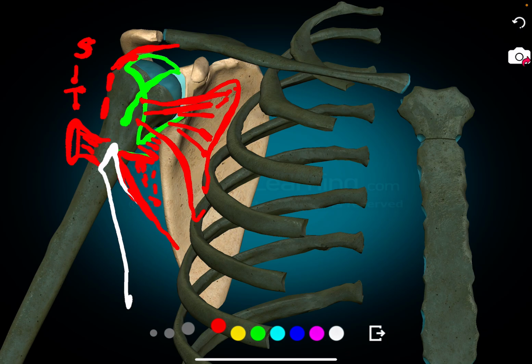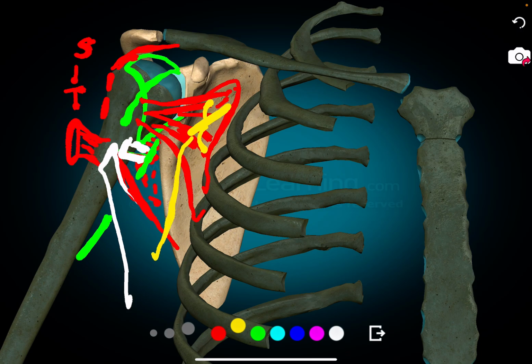So now from this side, the quadrangular space is bounded superiorly by lax part of capsule sandwiched between subscapularis and teres minor, inferiorly by teres major, laterally by surgical neck of humerus, and medially by the long head of triceps, which goes like this. The posterior cord has an upper subscapular, lower subscapular branch, a branch to the latissimus dorsi, and passes through the quadrangular space forming the posterior axillary nerve, which supplies the teres minor and the deltoid, and a regimental badge area on the skin. So this is the axillary nerve.